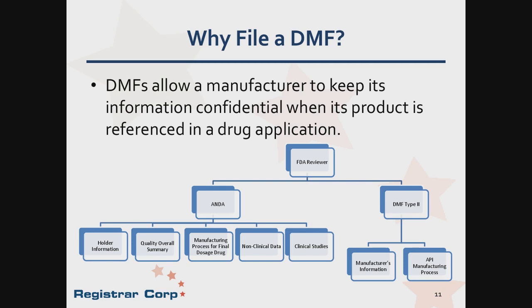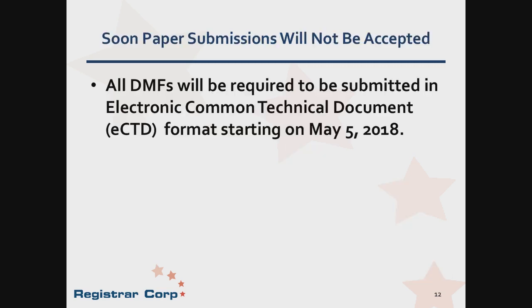By filing a DMF, for example, you, as the manufacturer of an active pharmaceutical ingredient, would not be required to provide this proprietary information directly to the ANDA holder, but submit the information as a Type 2 DMF to FDA. Only the reviewer at FDA will have access to both the ANDA submission and the DMF, and will keep your information confidential from the ANDA holder. Any deficiencies that are identified in the review will be expressed to the DMF holder as well as the ANDA holder.